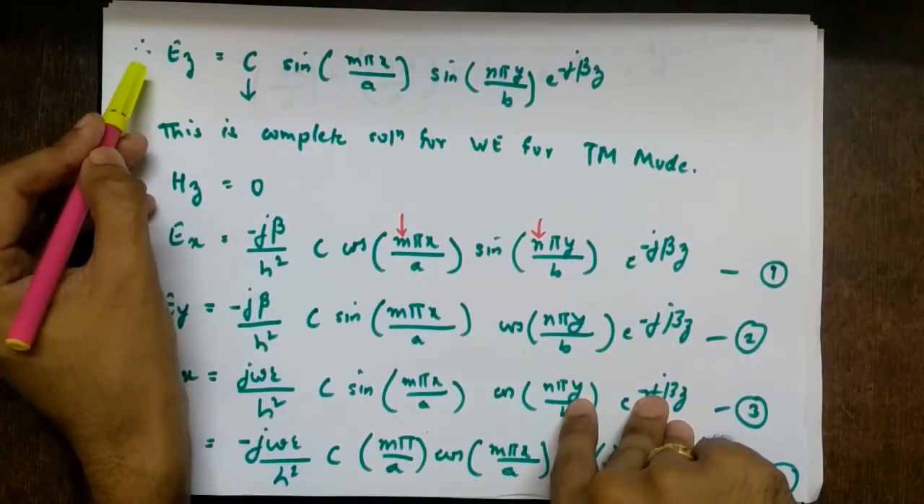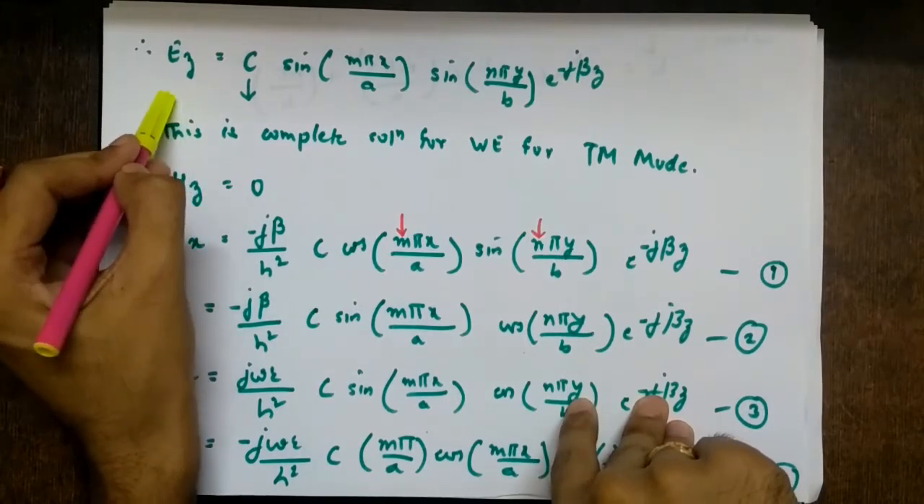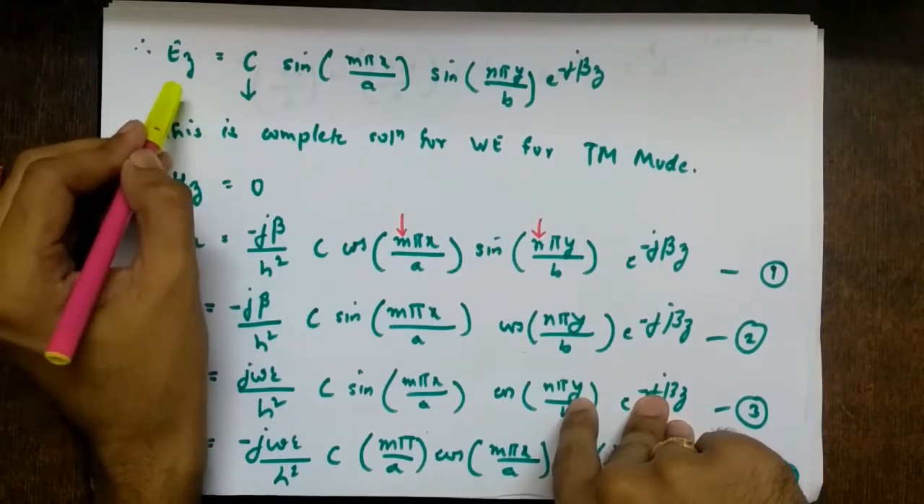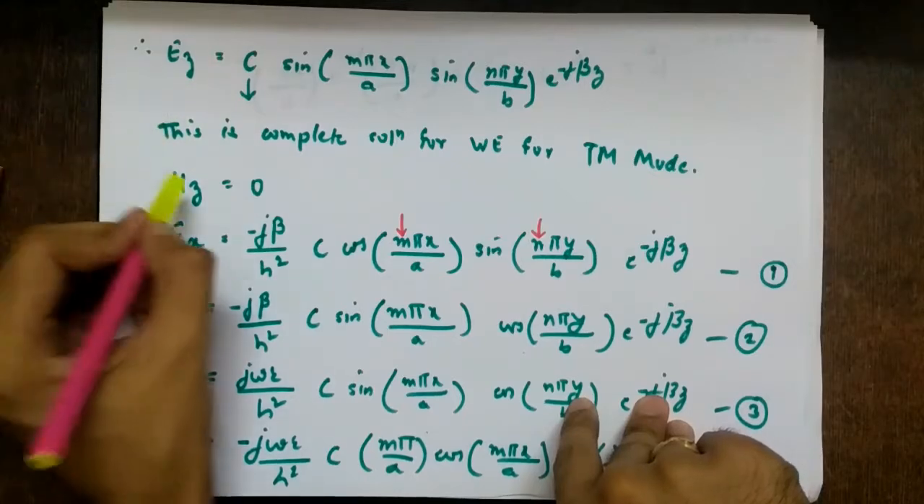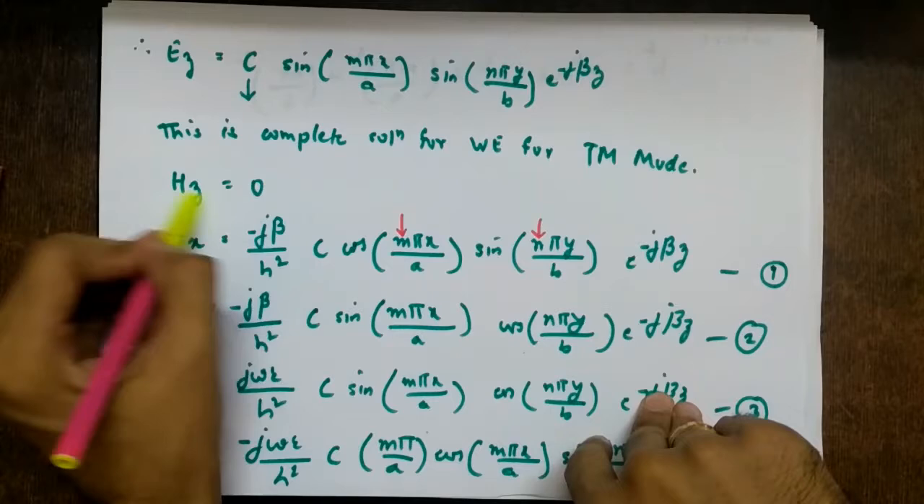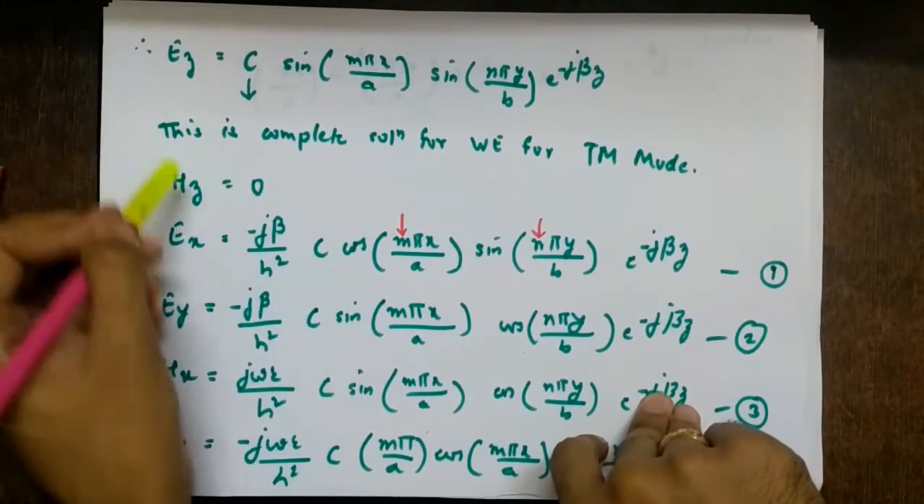And since it was a TM mode, what was happening? Magnetic field was transverse to the direction of propagation, and there was no field in the direction of propagation. Since there was no magnetic field in the direction of propagation, Hz was 0, right? So for TM mode, Hz is always 0. Similarly for TE mode, Ez is always 0, right? So we found this.